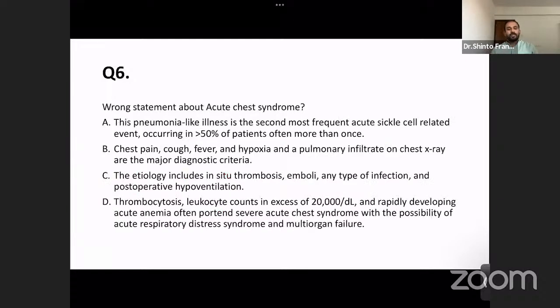So moving on to a different, very important topic, sickle cell anemia. Wrong statement about acute chest syndrome. Okay, so this is a pneumonia-like illness. Second most frequent acute sickle-related event, occurring at least once in more than 50% of patients. Chest pain, cough, fever, hypoxia, and a pulmonary infiltrate on chest X-ray are major diagnostic criteria. Etiology includes in situ thrombosis, embolism, or any type of infection, post-operative hypoventilation.